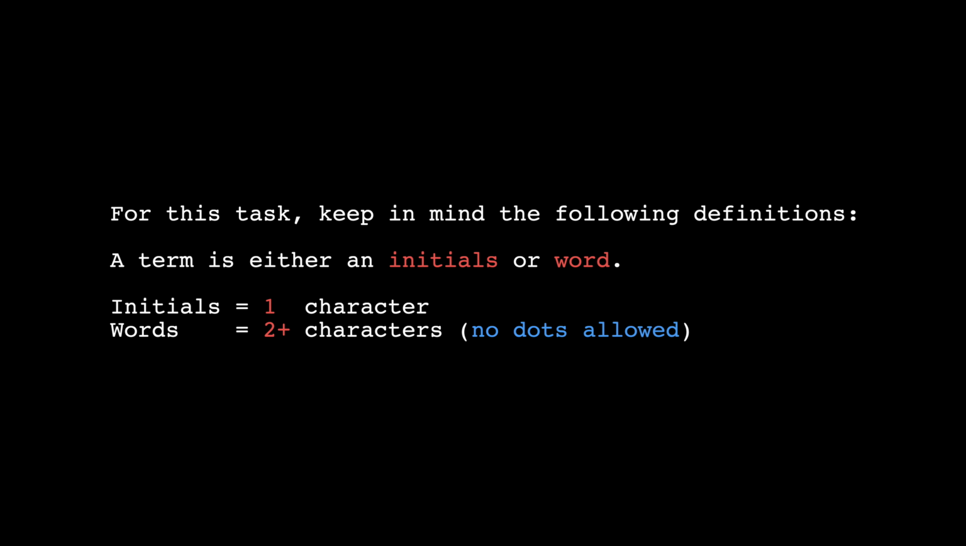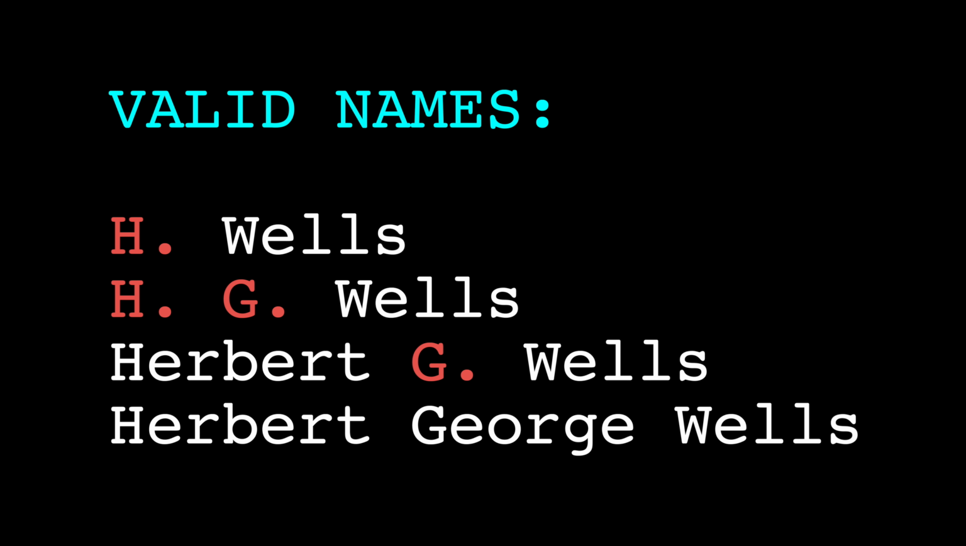Hey everyone! Today's task to solve is valid name. For this task, keep in mind the following definitions. A term is either an initial or word. Initials equal 1 character. Words equal 2 plus characters. No dot allowed.